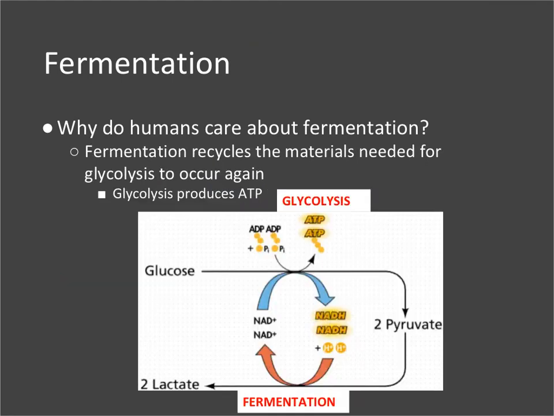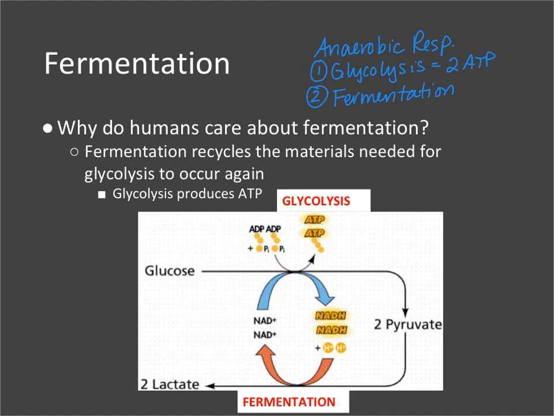So as we mentioned before, fermentation itself does not produce ATP, but remember that glycolysis happens before fermentation. So in our anaerobic respiration, we have glycolysis happening first, and glycolysis, remember, makes 2 ATP. And then our second step is fermentation. Now fermentation, like we said, does not make any ATP. So 0 ATP, which we would think would be a bad thing, right?